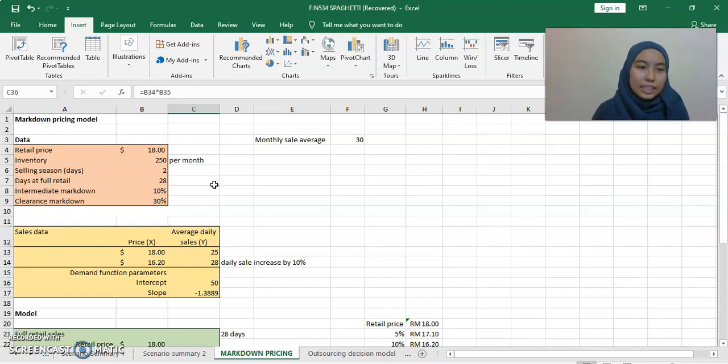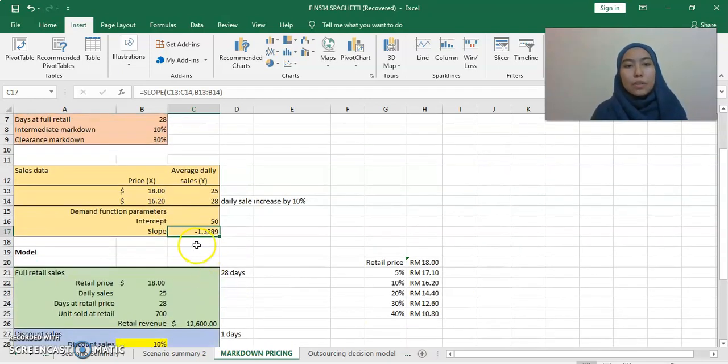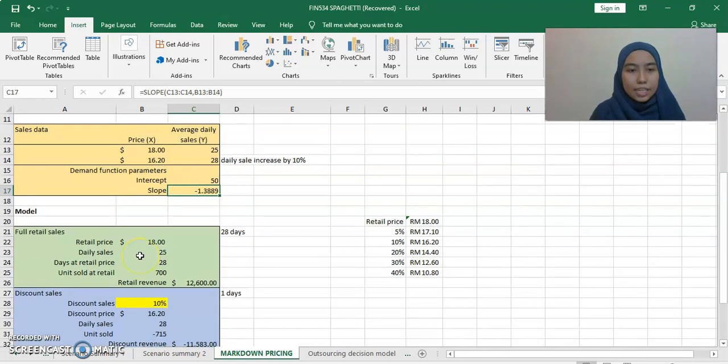The sales data, the 60 ringgit and 20 cents, is from minus the intermediate markdown, and the intercept is 50. The slope is negative 1.3889. Okay, this slope is not a good result because I cannot increase or decrease my price too much, as it would affect my sales. And the full retail is 28 days.